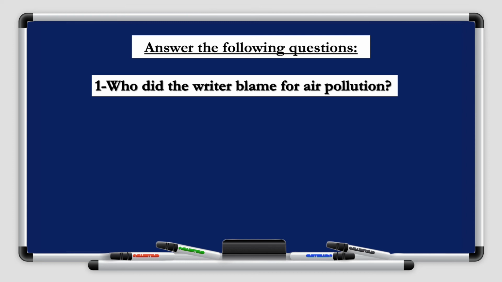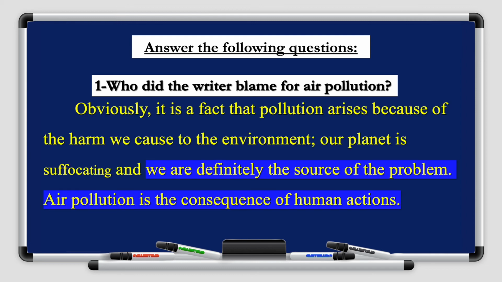And now we have to answer the following questions. Number 1, who did the writer blame for air pollution? In this type of question, we have to first read the text and locate the information that we need. So we read the text in the previous slides, and we have located what we need. Let's read the sentences together. Obviously, it is a fact that pollution arises because of the harm we cause to the environment. Our planet is suffocating, and we are definitely the source of the problem.